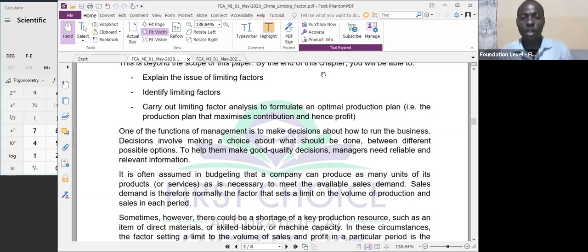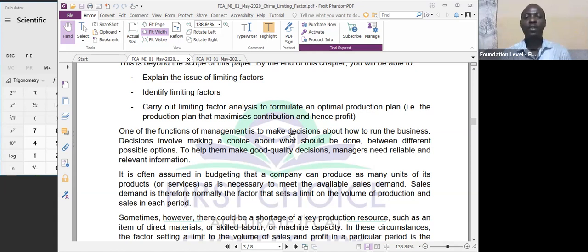If it is only one choice, it means you have to accept that option. But when you have more than one, it means you are going to make a choice. Okay? To help us make quality decisions, management will rely on relevant information. So it is assumed that in budgeting, a company can produce as many units of its product or services as is necessary to meet available sales demand.